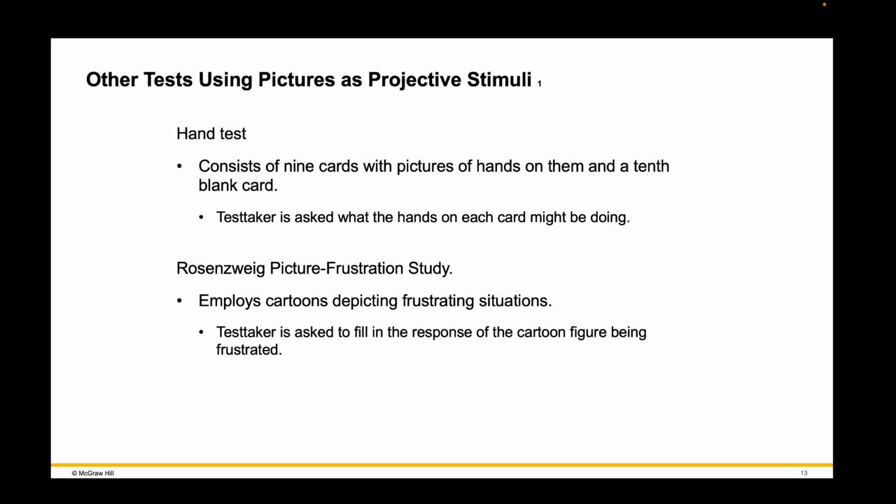Okay, so aside from Rorschach and TAT, we also have what we call the hand test. Now, the hand test, ito wala tayo nito, pati itong susunod na test. Pero with the hand test, I had been using that for several years when I was working in the clinic. So, ito yung test that consists of 9 cards with pictures of hands on them. And the 10th card is a blank card. Katulad din sa TAT na may blank card na ibibigay ka sa test taker.